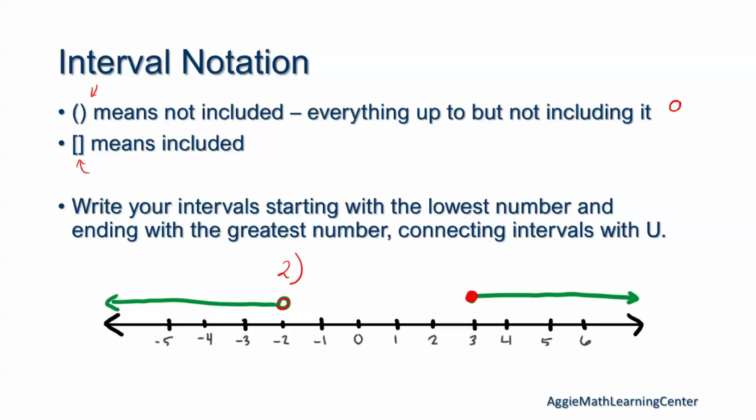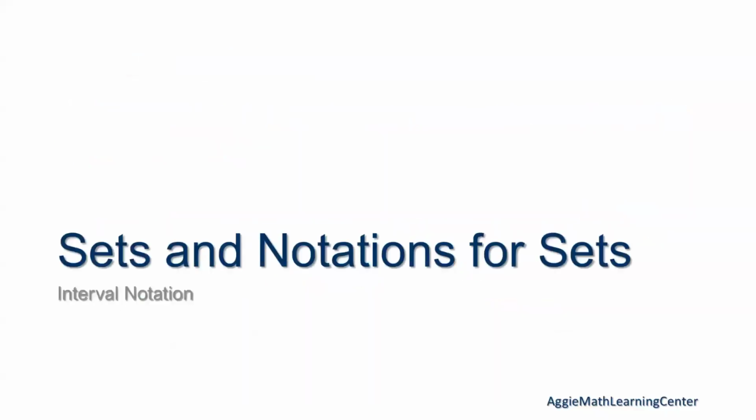So for example, in this one, that 2 is the greater number. The smaller number goes on for negative infinity. With anything infinity, it's going to be a soft bracket. Then U to include this other one. Because it's a 3, and because it's a closed circle, it's a hard bracket. And we go to all numbers bigger, with the soft bracket.